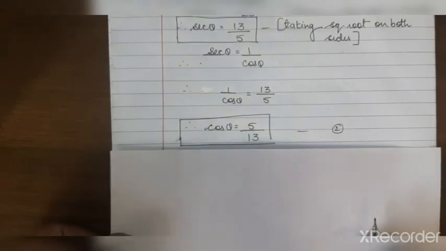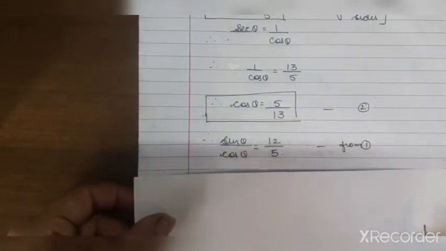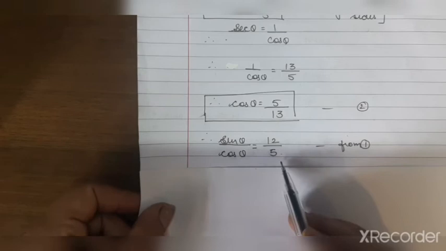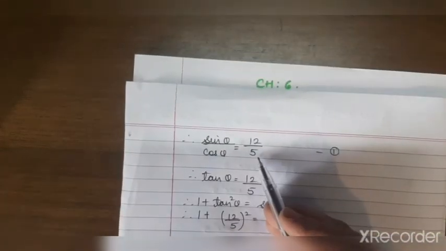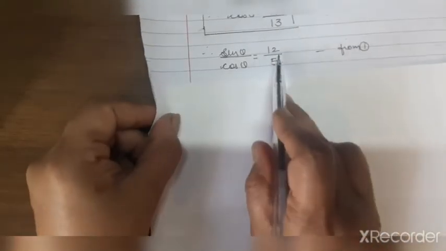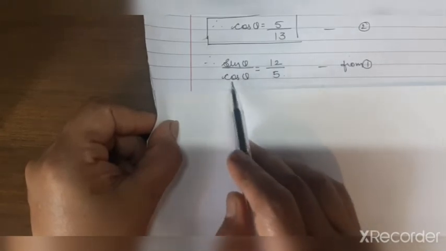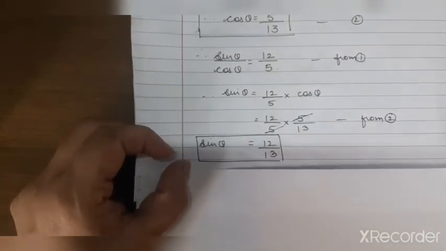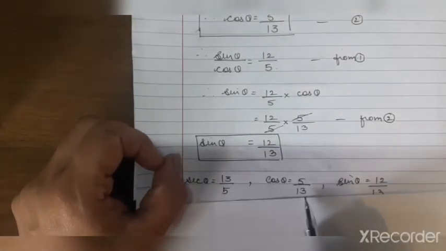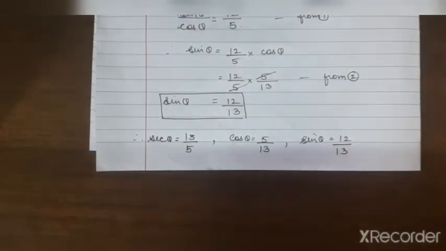And last is we have to find sine. So we know that sine theta upon cos theta is 12 upon 5. Correct? This is what we have got in the first statement where we had marked this first statement. Okay, now if sine theta upon cos theta is 12 upon 5, we know what is cos theta. Cos theta is 5 upon 13. So we substitute that here. You can see cos theta we have shifted here and we have substituted 5 upon 13. 5 and 5 get cancelled. Sine theta we get as 12 upon 13. And then at the end we are going to write all the three trigonometric ratios together.